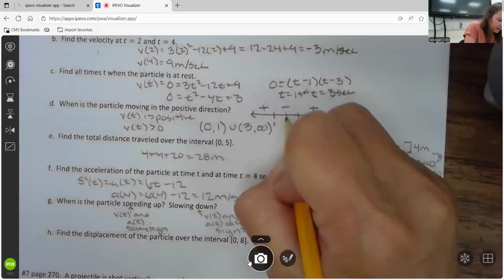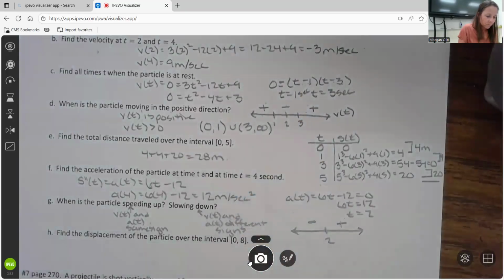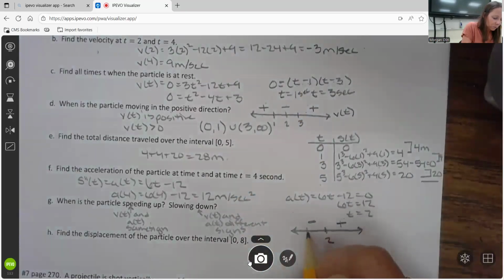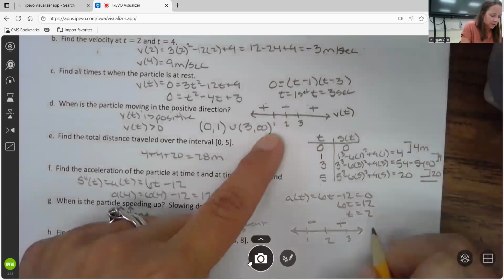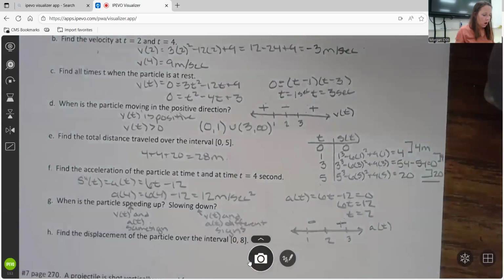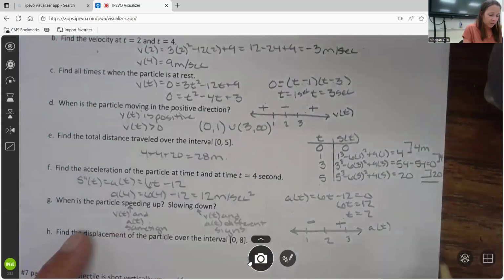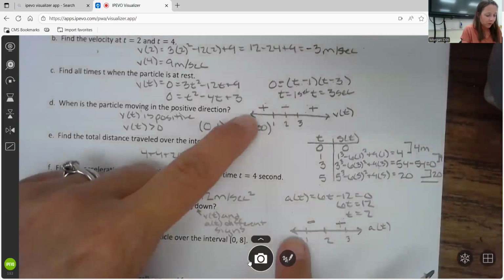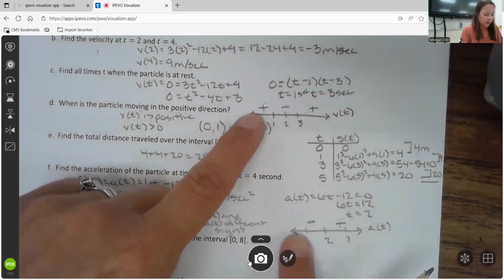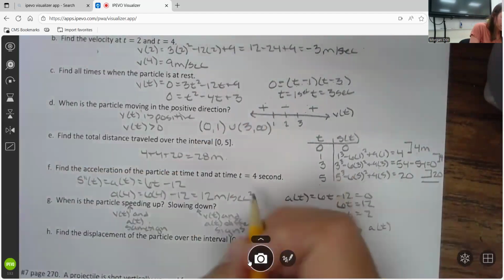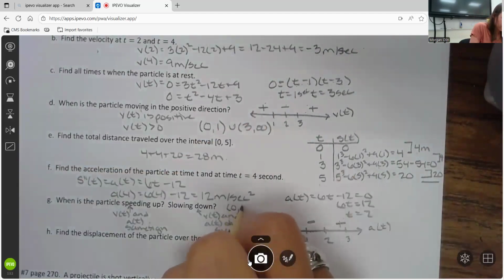If you want to think of it, here's where 2 is, and then here's where 1 is, and here's where 3 is. So this is the sign line for A of t. Okay, so when is it speeding up? It's going to be speeding up at the same sign. Well, from 0 to 1, this one's positive, this is negative. So this is going to be slowing down.